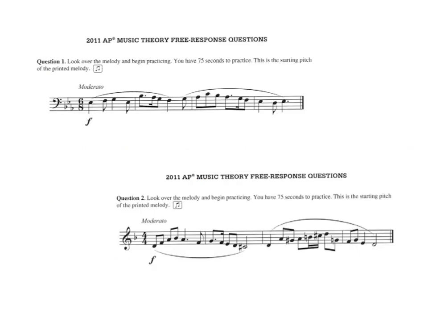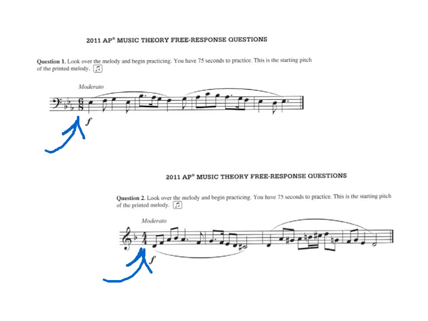Let's take a look at the two sight-singing examples from the 2011 AP Music exam. Question 1 is in 6/8 time. Question 2 is in 4/4. 4/4 is an example of simple meter. 6/8 is an example of compound meter. There will always be one of each.